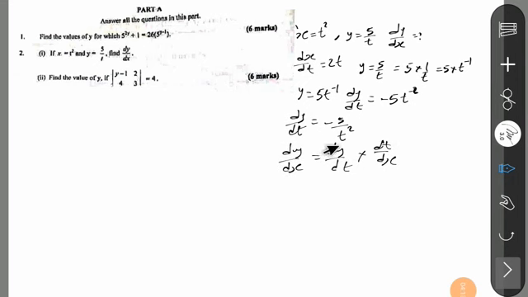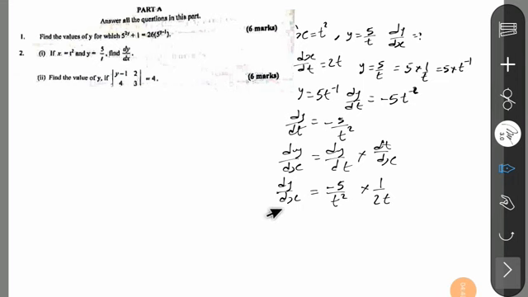Okay, let's input the data now. Here we have dy/dt, which is equal to minus 5 divided by t raised to the power of 2. Multiply by dt/ds, and here we have ds/dt, so it will be the inverse of this. That means we have 1 over 2t. So let's multiply it together now.